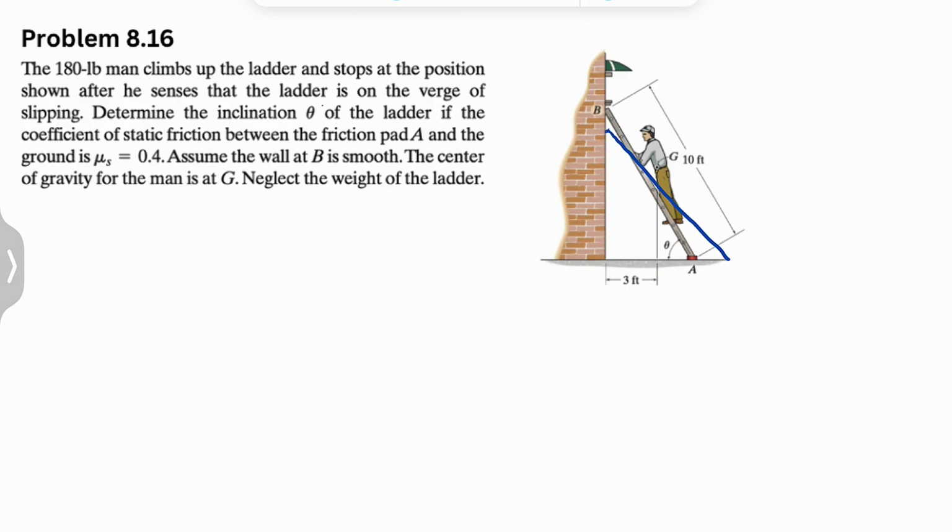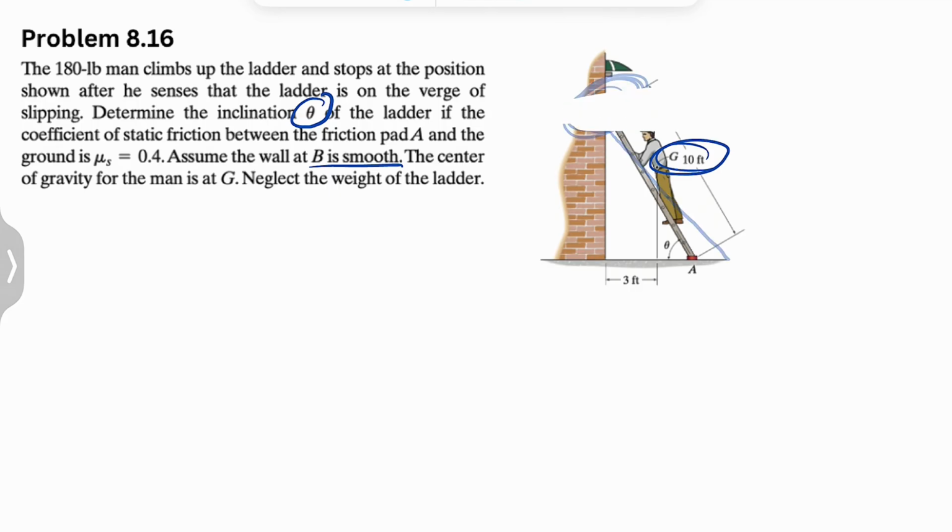We need to determine the inclination theta of the ladder if the coefficient of static friction between the friction pad A and the ground is 0.4. We can assume that the wall at B is smooth, so we're not going to consider any friction at this contact point B, and the center of gravity of the man is shown at G right here, and we can neglect the weight of the ladder.